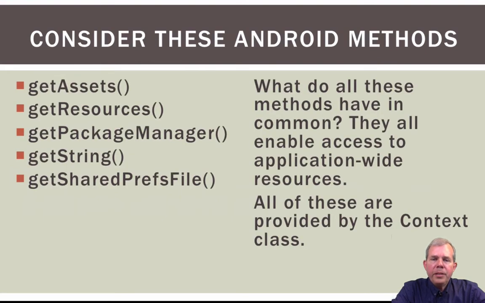So consider these methods: get assets, get resources, get package manager, get string, get shared preferences. What do all these have in common? These all belong to the application itself, so kind of a global view of your app. And if you want to get to these resources, you're going to use the context class to get there. So you have to provide the context in many of these calls.